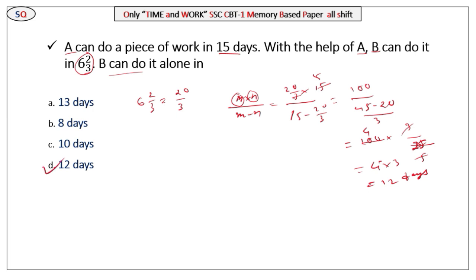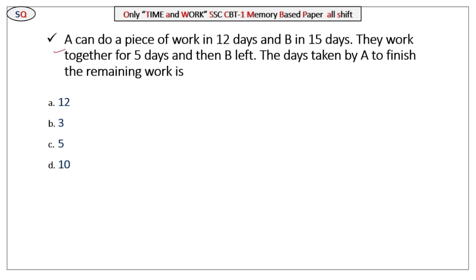Next question. A can do a piece of work in 12 days, B in 15 days. They work together for 5 days and then B left. The days taken by A to finish the remaining work is? So we have to take the LCM to find the total units of work. So A can do it in 12 days, B in 15 days. So take the LCM. How much is the LCM? The LCM will be 60. It is the total units of work.